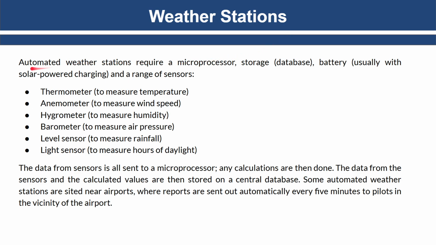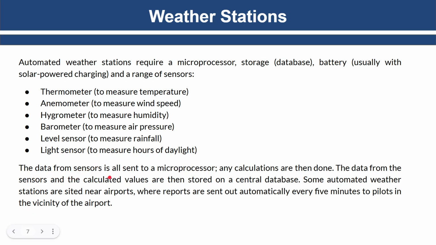Weather stations. Automated weather stations require a microprocessor, storage, a battery, which is usually charged with solar power, and a range of sensors. Here are examples of sensors used in weather stations. We have a thermometer, which is used to measure the temperature, an anemometer, which is used to measure the wind speed, a hygrometer, which is used to measure the humidity, a barometer to measure the air pressure, a level sensor to measure the rainfall, and a light sensor to measure the hours of daylight.